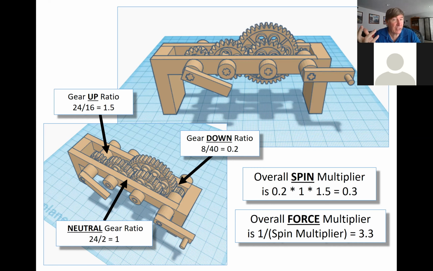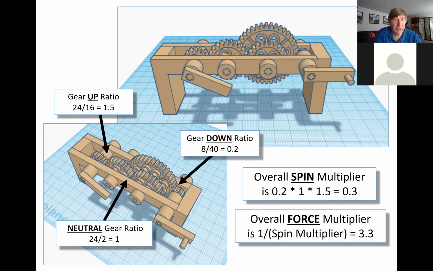Now, it doesn't come for free. Nothing in this world comes for free. The price that we have to pay for increasing the force is that we have to spin the handle 3.3 times in order to get the output shaft to spin one time. But that's okay. That's a price we're willing to pay. All right. So this is what machines are used for.